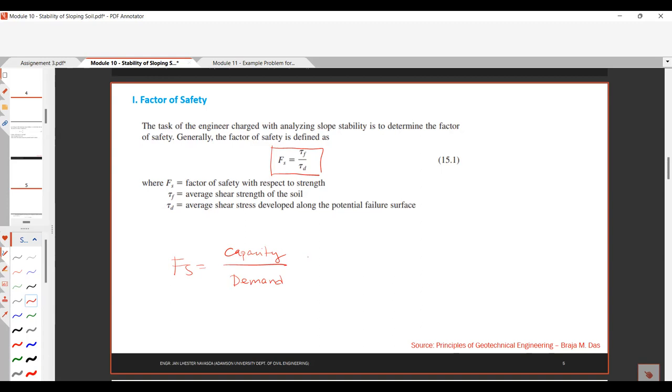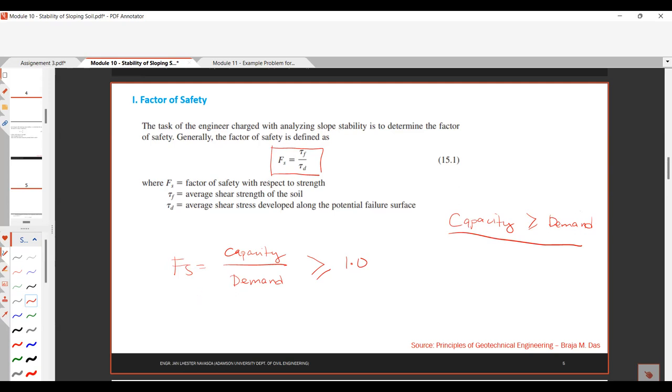Okay? Therefore, we can say that the factor of safety shall always be greater than or equal to 1.0. As we all know, capacity should always be greater than the demand. This will be your working equation. The capacity, the shear strength capacity of your soil, shall be greater than the shear stress developed along the potential failure surface. So this will be the working equation for the factor of safety.